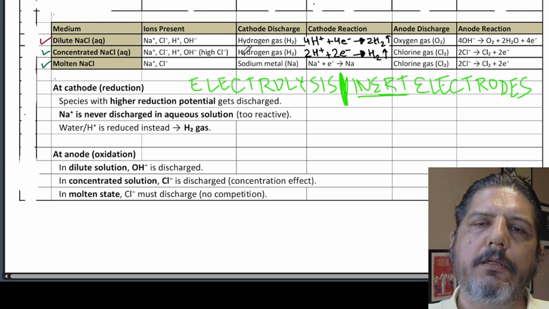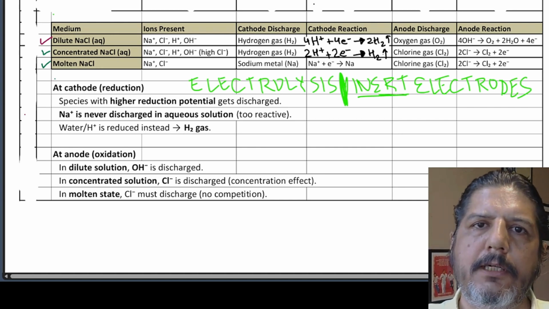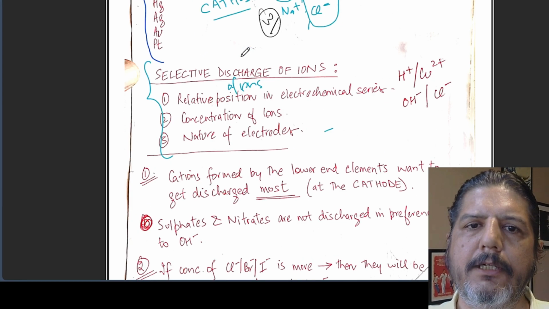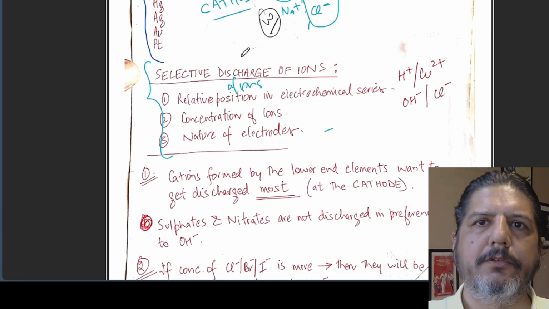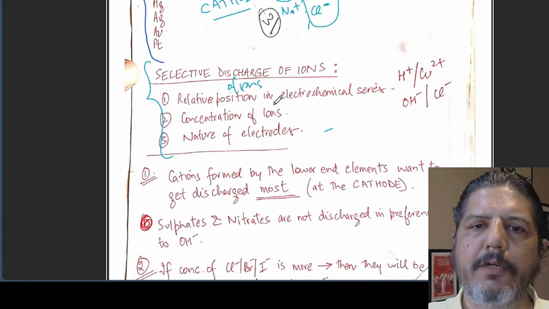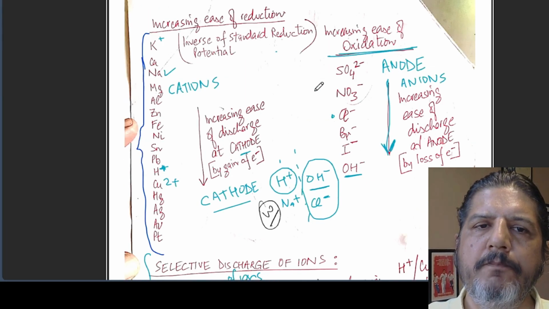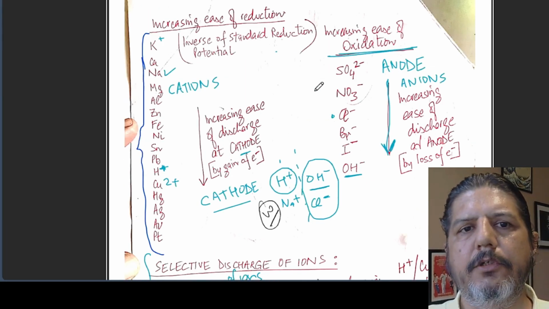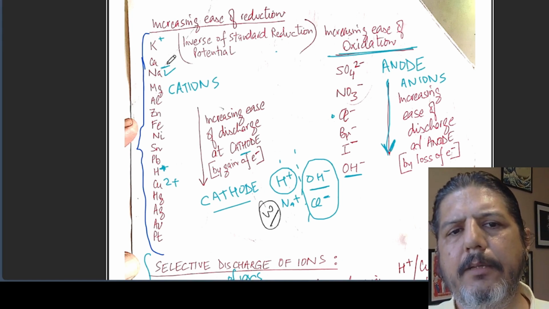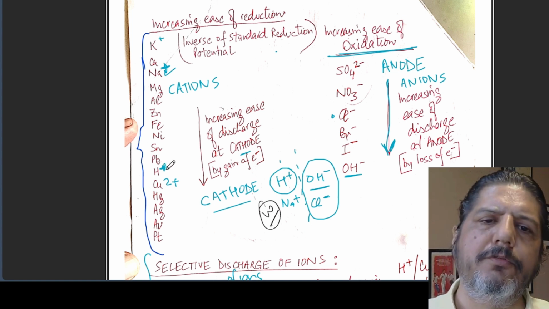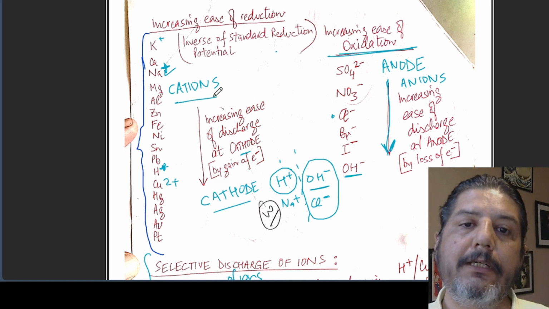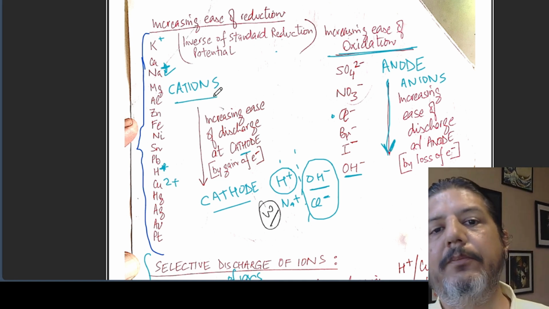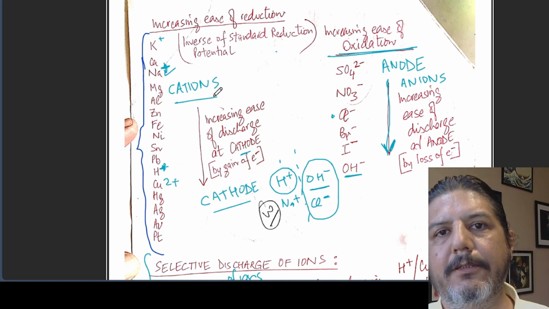Because the guiding principle remains that in electrolysis, there are 3 main things which will be affecting us. The first thing is the relative position of ions in the electrochemical series. So, for example, when I am comparing cations, let us say I am comparing the discharge of Na positive with the discharge of H positive, or the discharge of H positive compared with Cu2 positive. Which cation will get discharged at the cathode? That will depend upon the increasing ease of reduction.